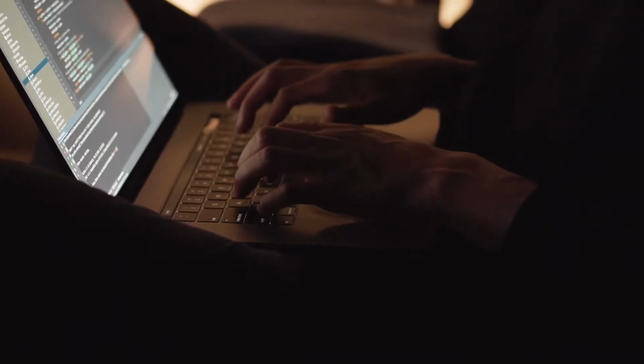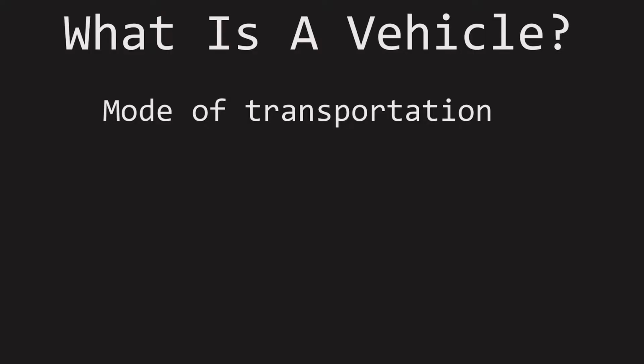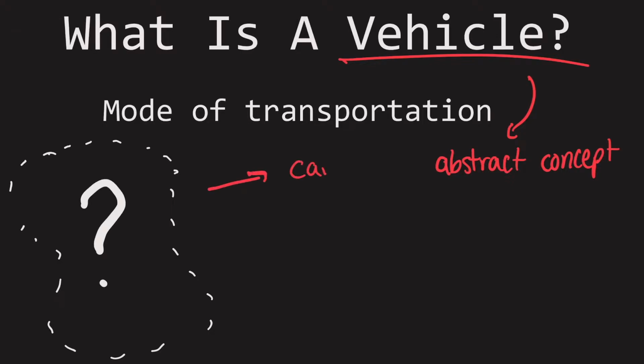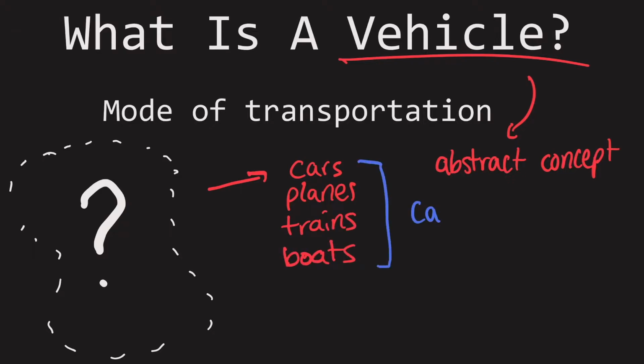Alright, let's visualize it a little better. I asked this seemingly simple question: what is a vehicle? Well, we can define it as a mode of transportation. This idea of vehicle, though, is a relatively abstract concept. We can't visualize what a vehicle is because vehicles aren't really physical objects. But we can say that cars, planes, trains, and boats are all forms of vehicles. But these are objects that we can visualize.